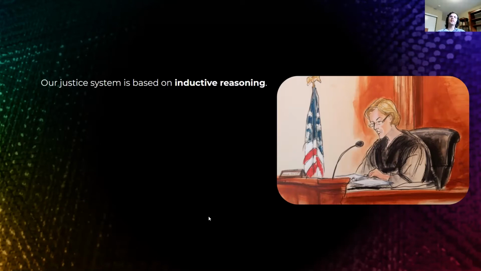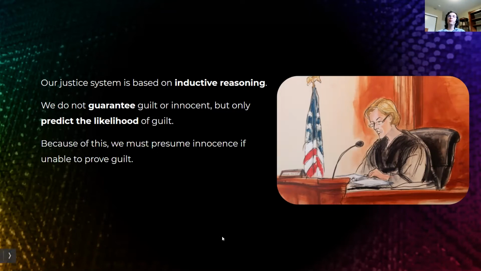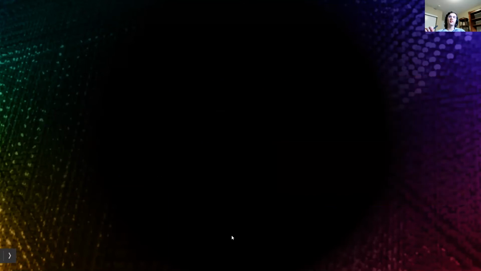Our justice system is based on inductive reasoning. Think about it. We do not guarantee the conclusion. We only predict the likelihood. Remember what we wrote, right, in our last video and in our notes in class, that inductive reasoning is about likelihood and predictions, not guarantees. It's about making conjectures, educated guesses based on observations, which are the evidence presented in the courtroom, right? We presume innocence if unable to prove guilt because we are only predicting the likelihood of guilt. There's always a chance our prediction is wrong, right? We cannot know for sure if people are guilty or not.